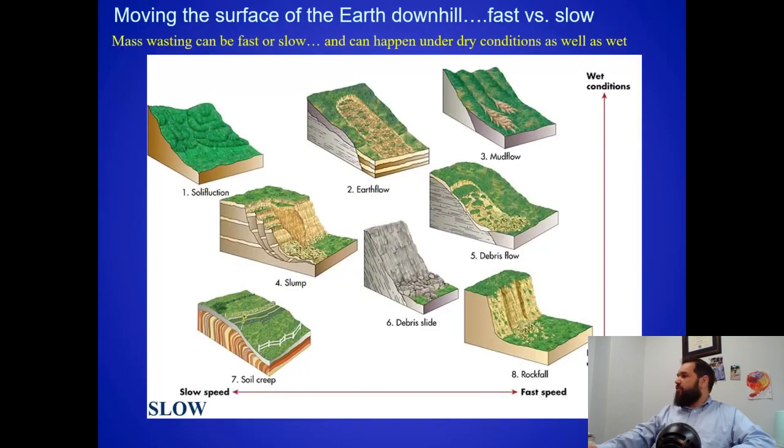So anyway, let's talk about different kinds of mass wasting. Here's a little graph that's going to guide our discussion here. It's showing different types of mass wasting depending on the conditions. Some of them are slow, some of them are fast, some of them are wet, and some of them are dry. So you can see the dry conditions are near the bottom, wet conditions are near the top, slow kinds of movement are to the left, faster kinds are to the right.